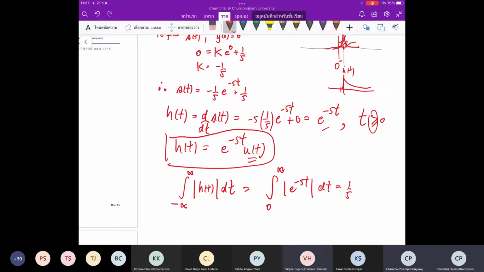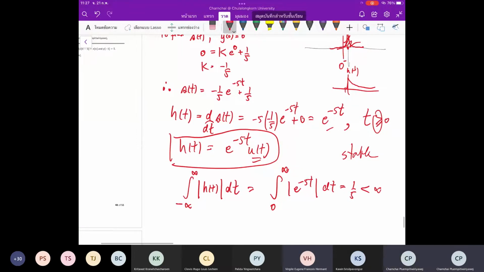Okay, so it is stable, which is less than infinity. So it is stable.